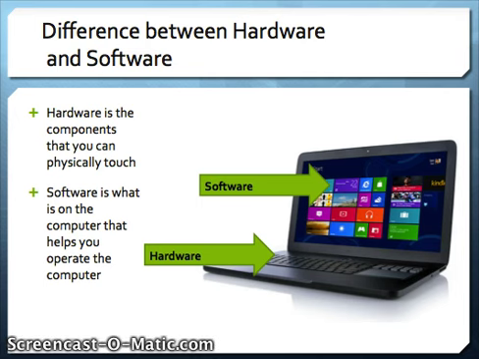The difference between hardware and software is a key component in deciphering what software is, and we talked about this in the last video. Hardware are the components that you can physically touch on a computer. You can see the arrows pointing to the outside of the computer, the keyboard, the trackpad. All of those pieces are the hardware. The software is what is actually on the computer that helps you operate and navigate the computer's functions and abilities.